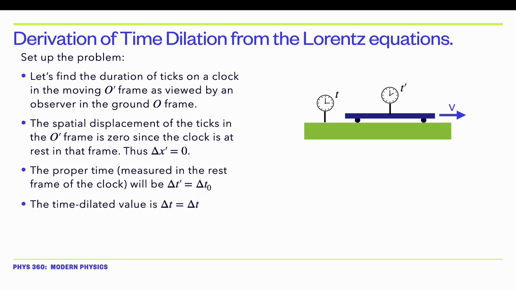The time-dilated value will be just the displacement between the ticks as measured in this frame, so it's just delta t.